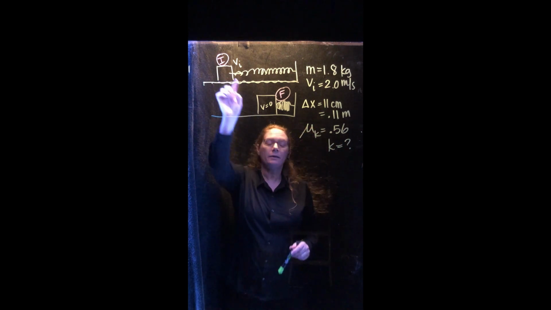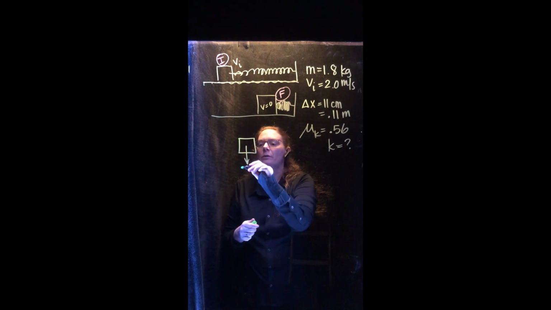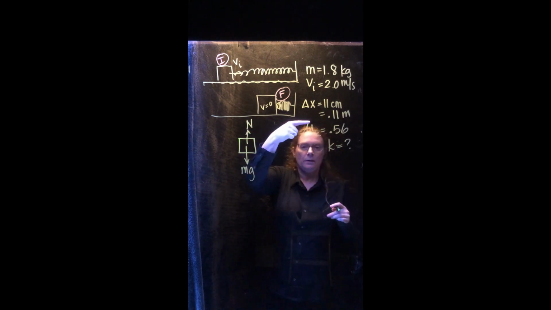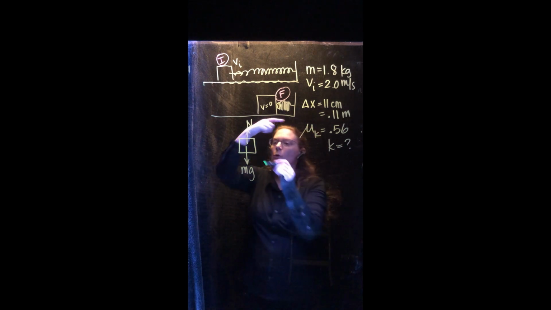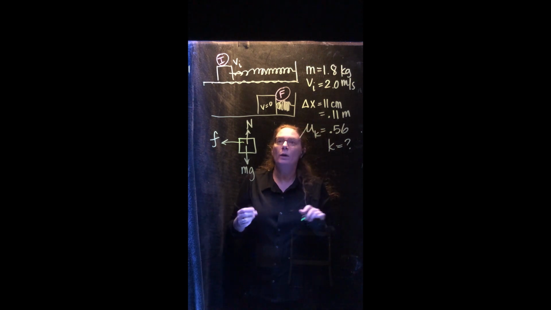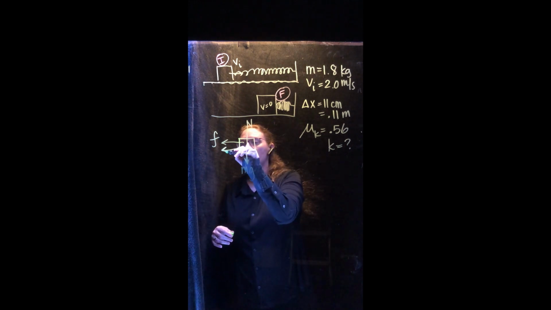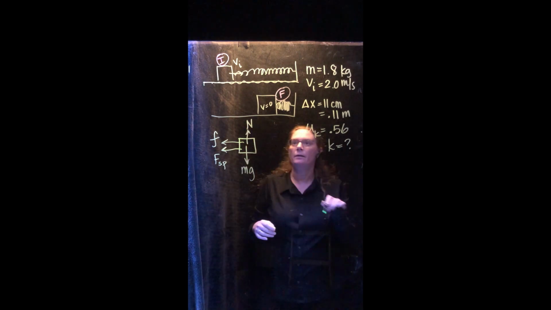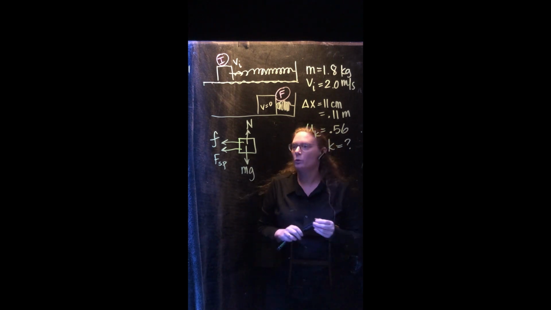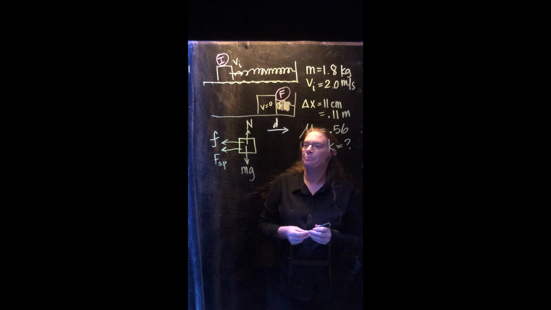So what's acting on the block as it's moving and compressing the spring? Well, we know the earth is pulling down. We know the surface is pushing up. It's moving this way on a friction-y surface, if that's a word, so friction is opposing the motion, going backwards. And then what else is acting on the box? The spring is pushing backwards on it too. Anything else acting on it? Nope, that's it. Since it's a work-energy problem, I'm going to remind myself that the direction of motion is that way.